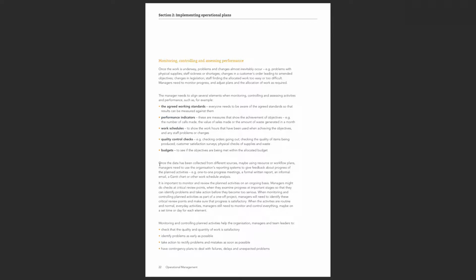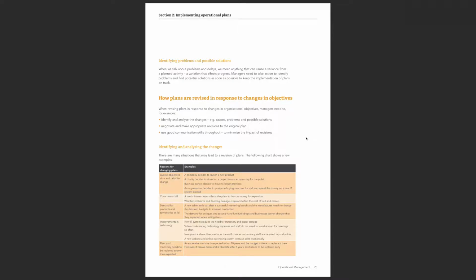How plans are revised in response to changes in objectives. So when revising plans in response to changes in organizational objectives, you need to, for example, identify and analyze the changes, for example, the causes, the problems, and the possible solutions, negotiate and make appropriate revisions to the original plan, and use good communication skills throughout to minimize the impact of revisions. So let's have a look in more depth.